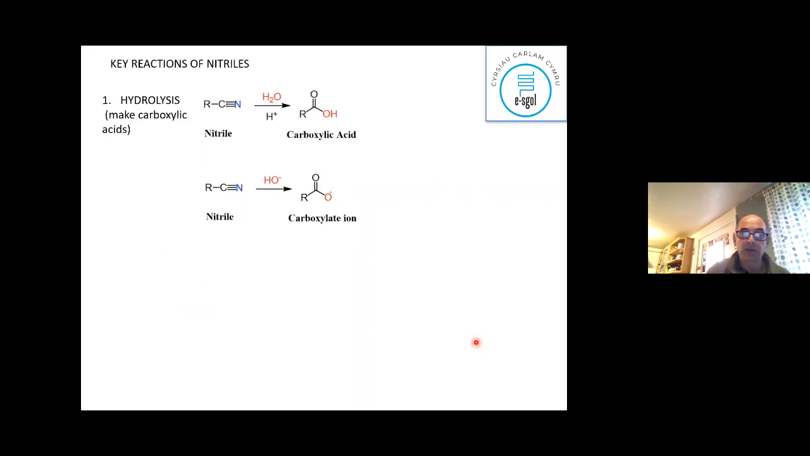Key reactions, I'm going to speed up a little bit so we can look at some of the assessment questions. Nitriles can be hydrolyzed to form the carboxylic acid. In alkaline hydrolysis, you form the carboxylate ion or the salt.